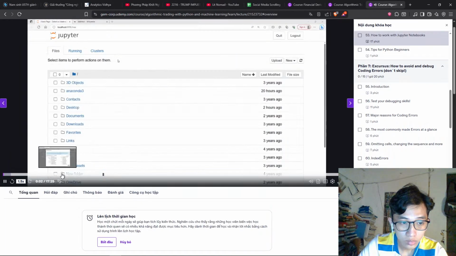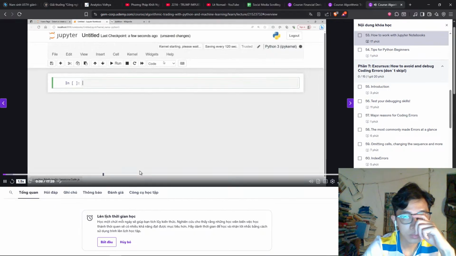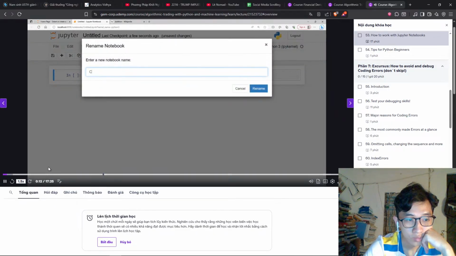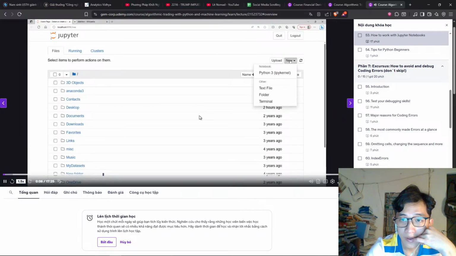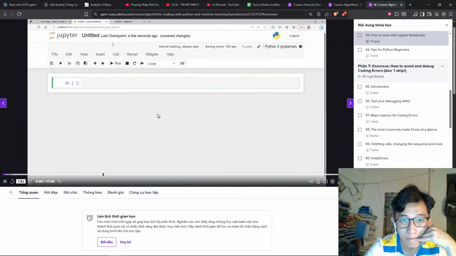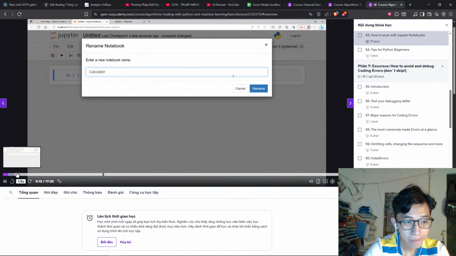I'm back again here on my Jupyter dashboard, and now let's create another notebook. So for example, with the name calculator. So let's click here on rename.